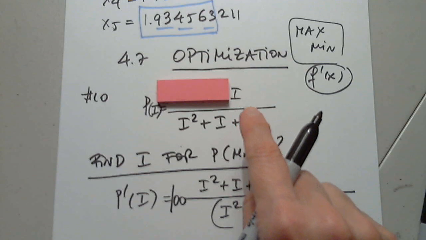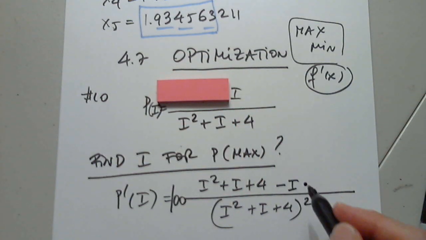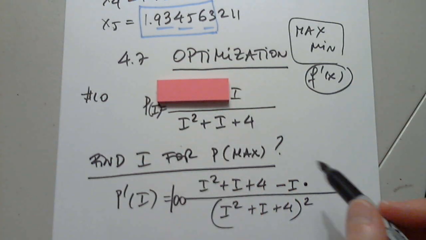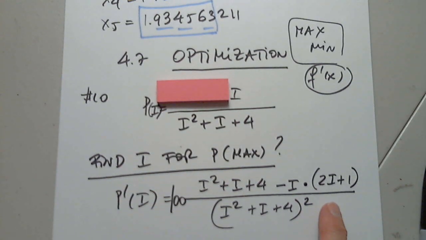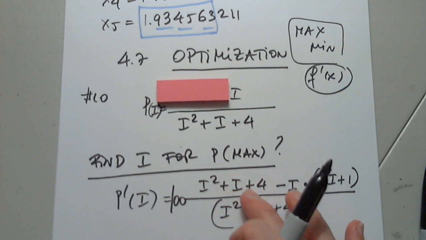Minus top times 2I. Yes, and please remember, you have to put parentheses. If we don't put parentheses, you're only multiplying negative I by 2I and not negative I by 1. So please be careful. Do not try to simplify. That will be a terrible mistake.